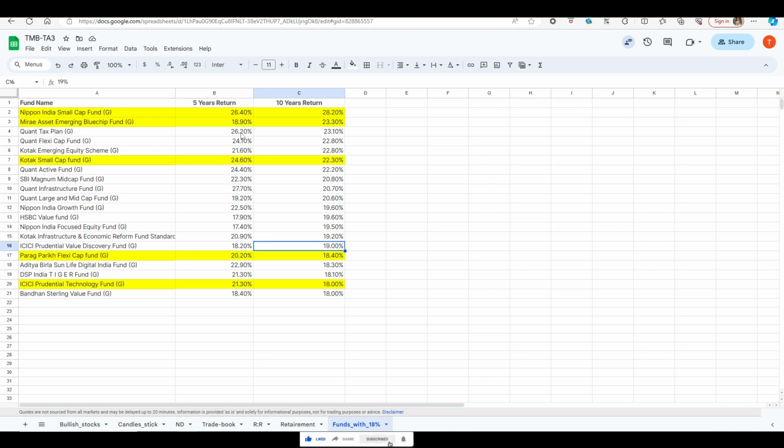These are the funds. I want to pick one of the funds. I don't want to reveal the names. You do your own research. Take one of these funds, and by doing your own research, invest in this manner.